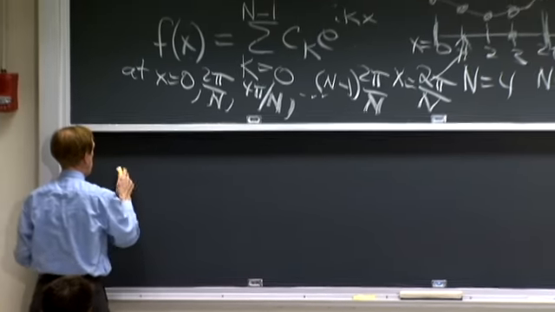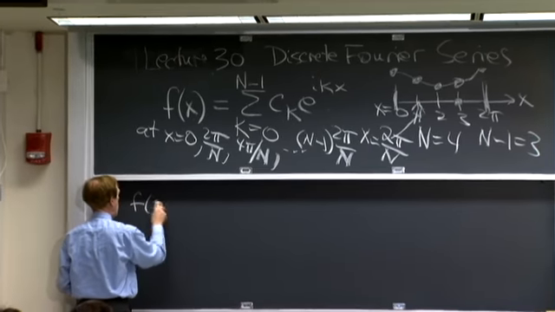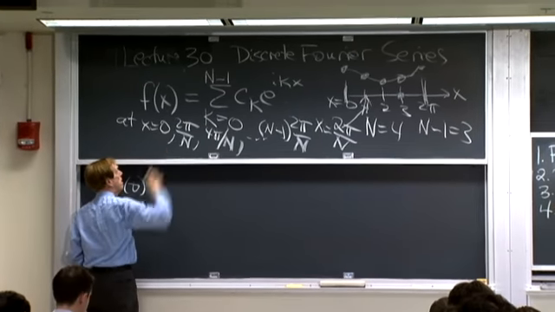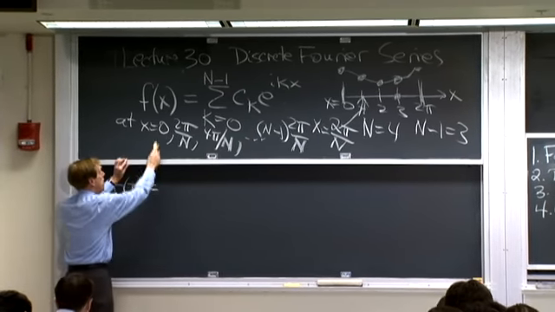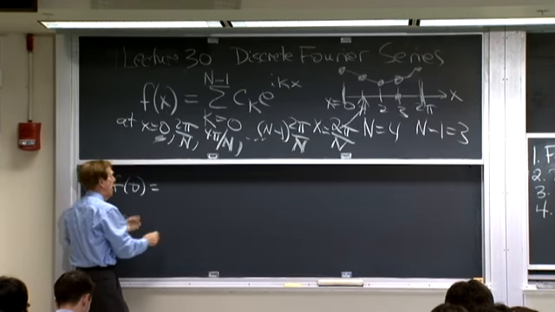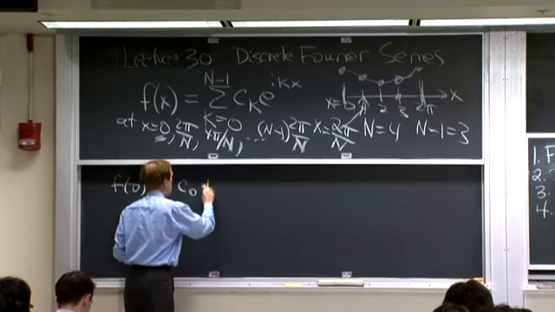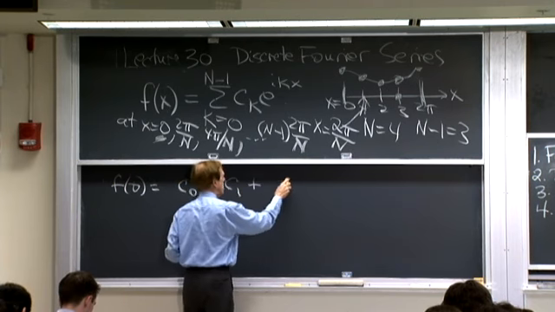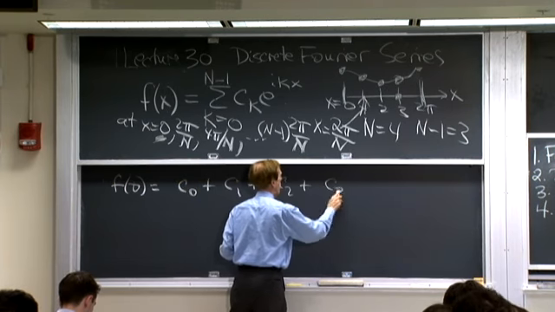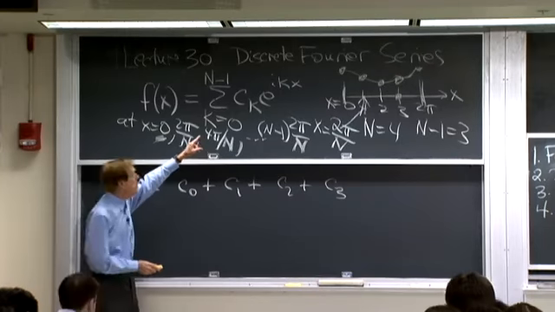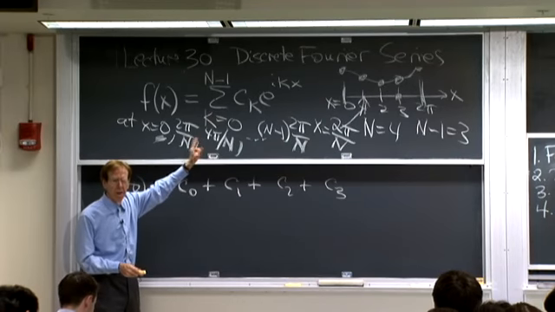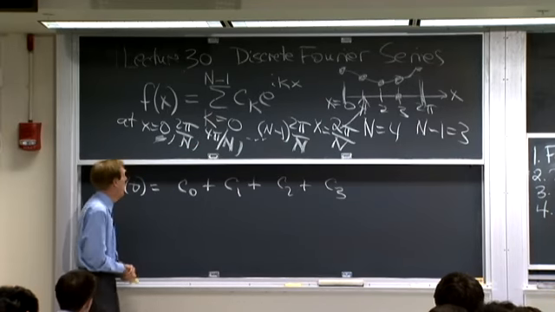Writing out all 4 equations, f at 0 is going to match the right side at 0 because 0 is one of my points. So I get C0 plus C1 plus C2 plus C3. Well, at x equals 0, right? All the e to these whatevers were 1.